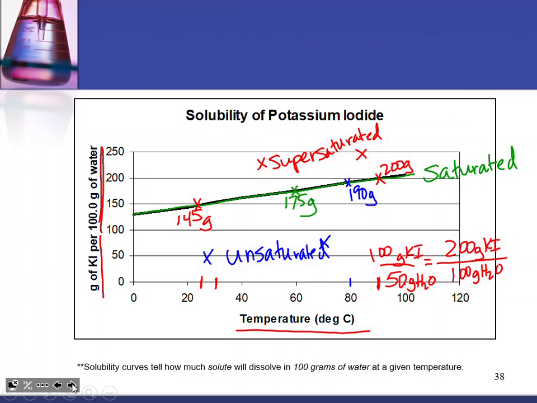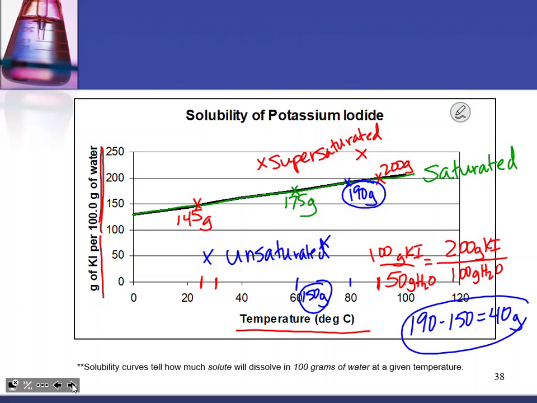The last one on here, a solution of potassium iodide in water at 60 degrees contains 150 grams of KI and 100 grams of water. How many additional grams of KI must be added to the solution to make it saturated at 80? Well, if we're here at 60 degrees and we have 150 grams in there, right? At 80, we said about how much could be added? 190. If we've already added 150, but we want to make it saturated at 80, how much more should we add? Yes, you would take your 190, subtract that 150, 40 grams. Yes, 40 grams.